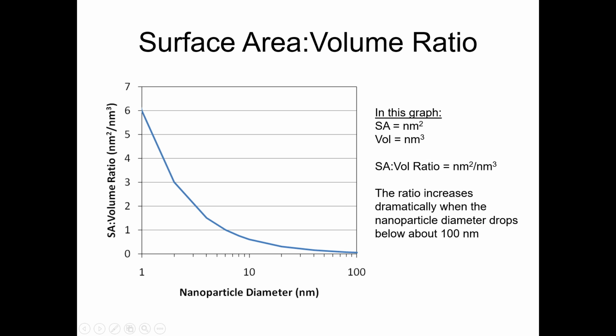If you look at the graph, we have surface area in nanometers squared and volume in nanometers cubed. Here we have plotted the surface area to volume ratio versus the nanoparticle diameter. You can see that the ratio increases significantly, even drastically, when the nanoparticle diameter drops below 100 nanometers. Once the diameter drops below 100 nanometers, you can observe a drastic change in the surface area to volume ratio.